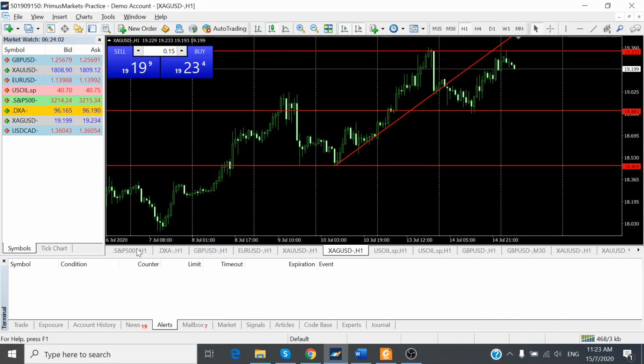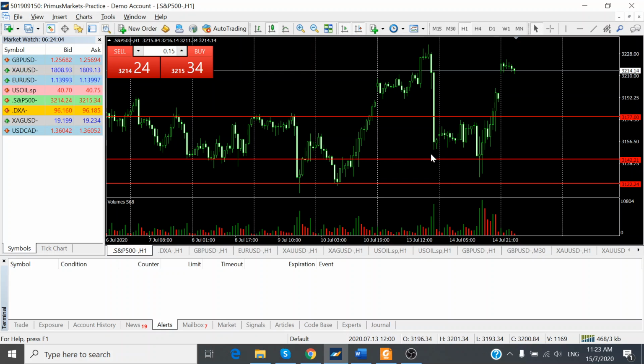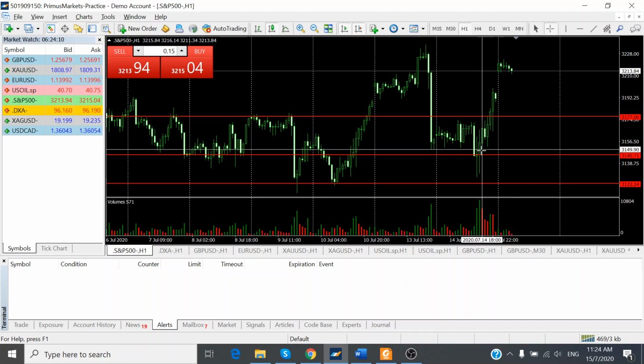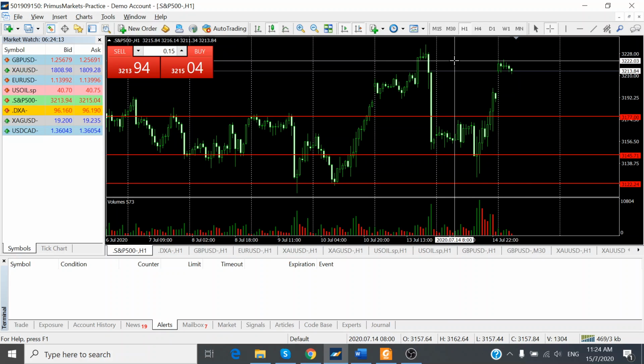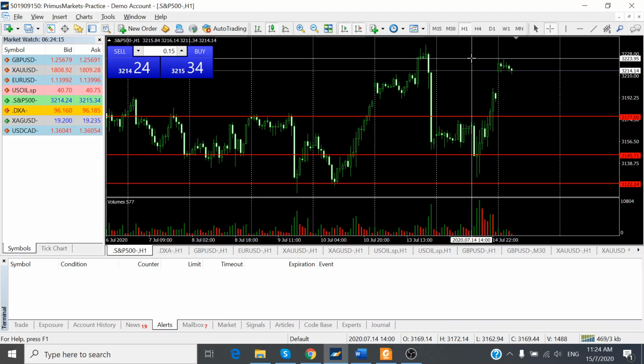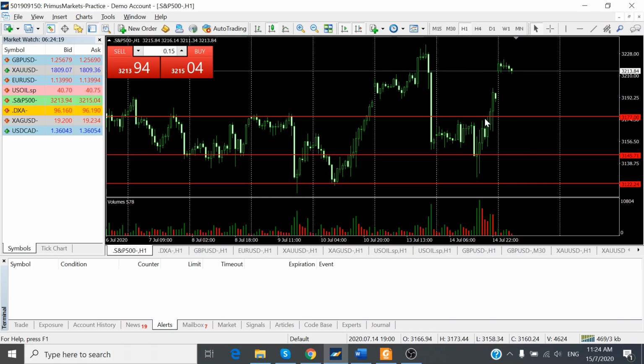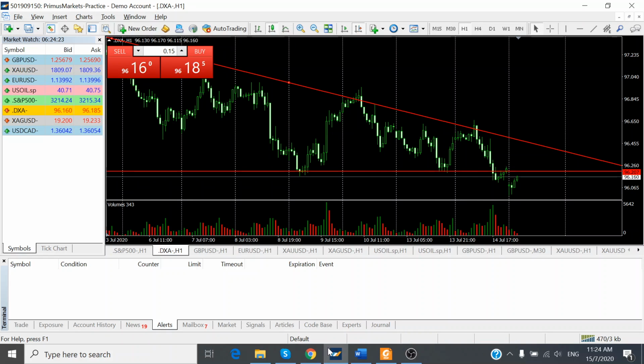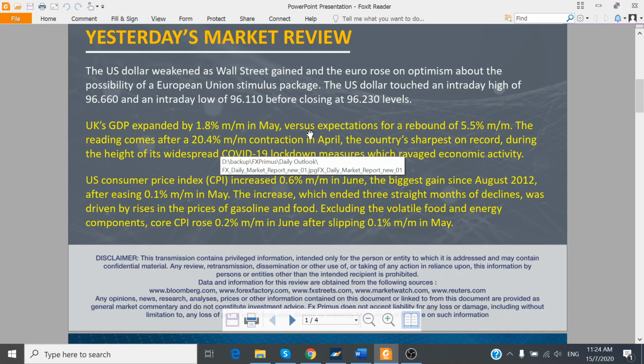Okay, so for yesterday, the S&P 500 managed to consolidate and stage a pretty decent rebound, pushing back up to almost the high of Monday's trading. So it was a good and strong rebound of the equity markets yesterday. Okay, so that was on the US dollar and a little bit on the S&P 500.